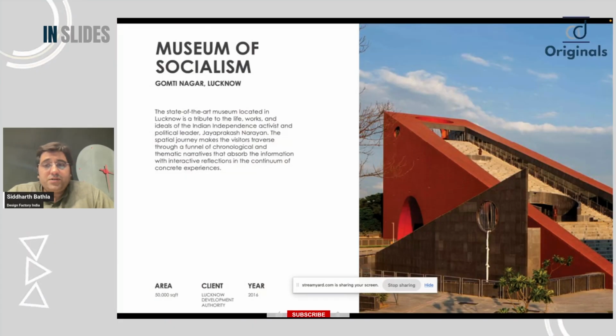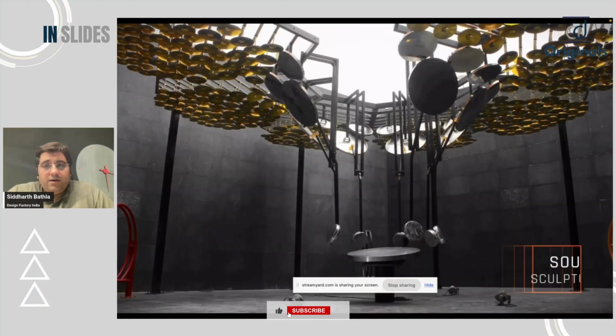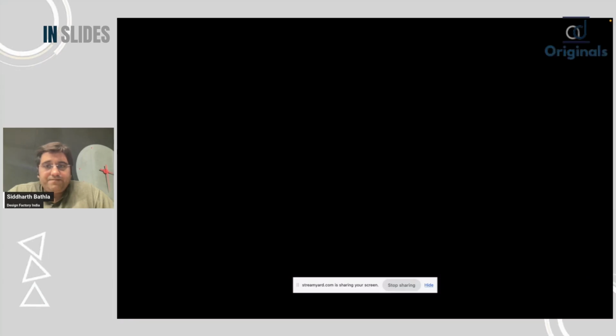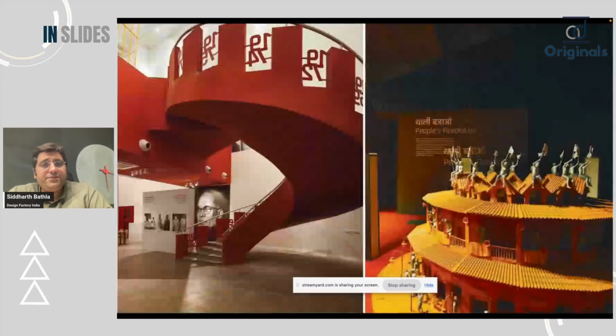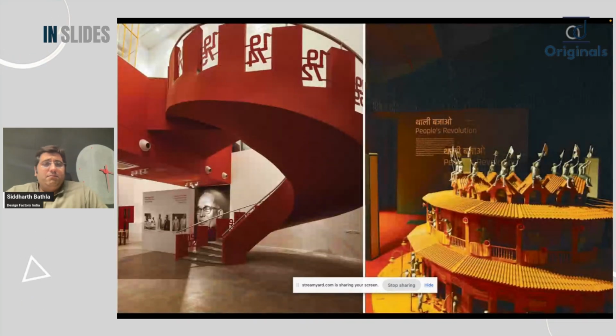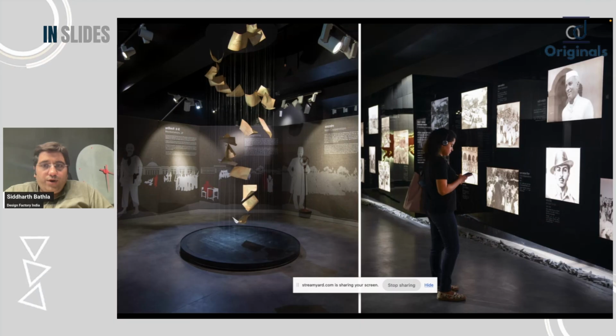There's a museum of socialism in Lucknow. Again, this is a building which is dedicated to Jai Prakash Narayan, a freedom fighter. I'm not going into details because we don't have that much time. But again, everything is related to that story. On the right hand side, you see a sculpture which dedicates its story to the emergency, what happened during the emergency itself, to a lot of storytelling through audio guides.